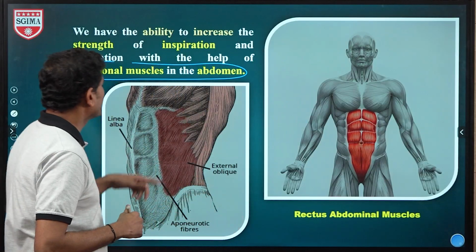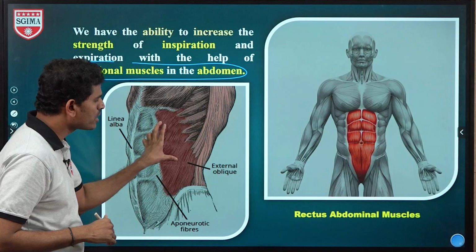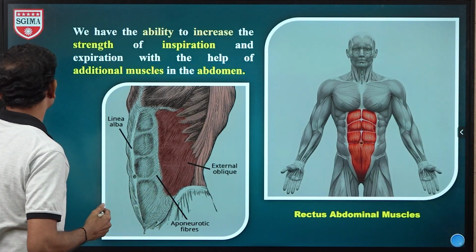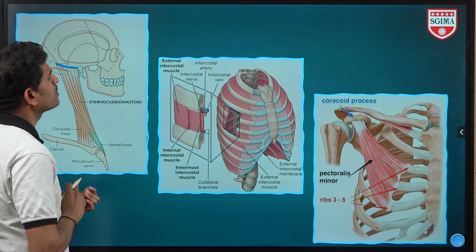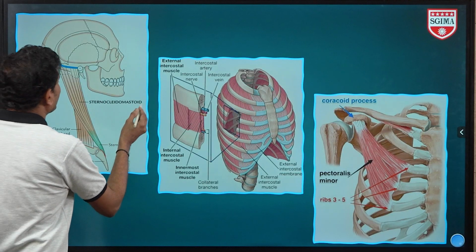And not only this one, here which one? External oblique muscles. External oblique muscles also help for which one? Forceful expiration. Next one, which muscles help for forceful inspiration? For forceful inspiration, the sternocleidomastoid muscles.